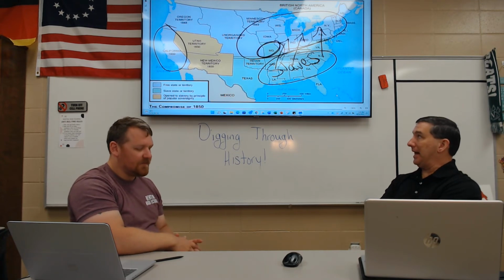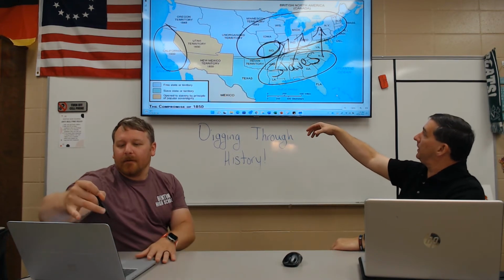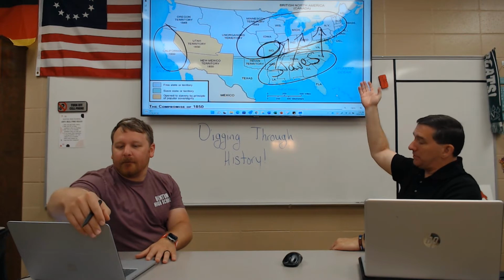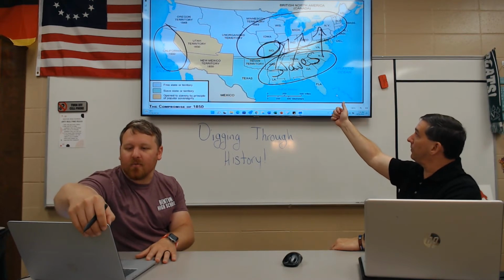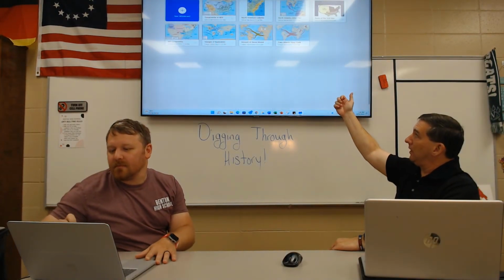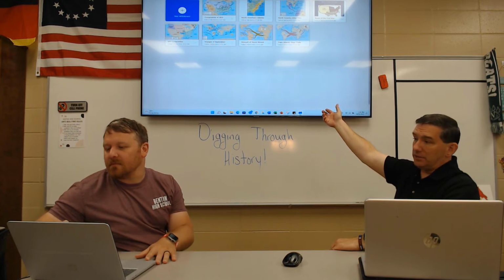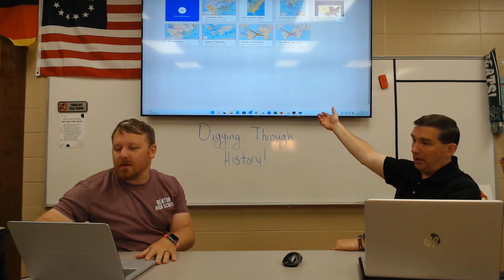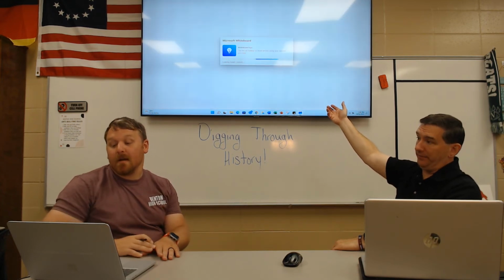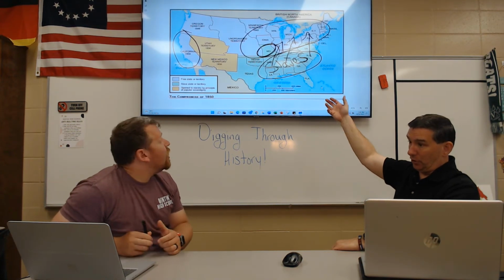And it permanently switches the balance of power in the Senate. Because now California's come in, Minnesota comes in sometime around that same time frame. And then eventually Kansas is working towards statehood, with a very aggressive abolitionist core.